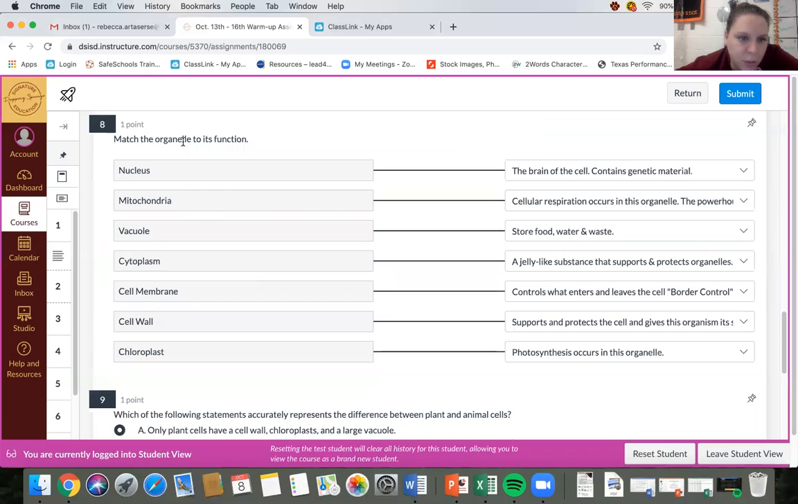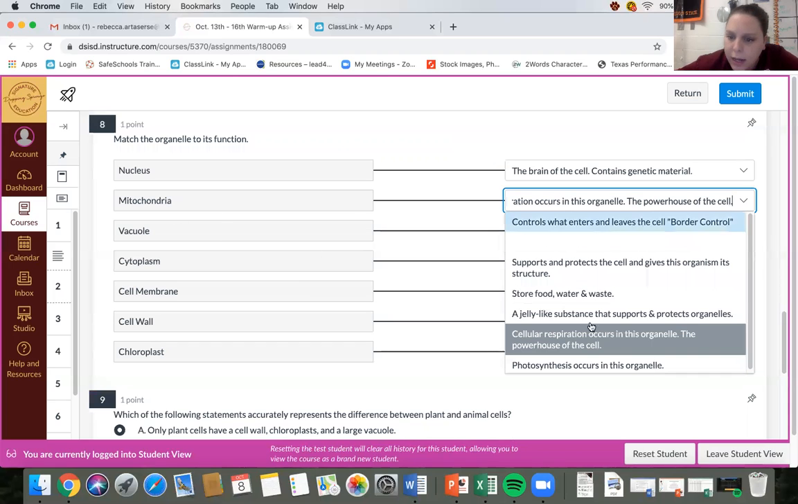And so we're matching the organelle to its function. Our nucleus, it's our brain. It contains the DNA that's making all the decisions for the cell. So it's the brain of the cell and contains genetic information. Mitochondria, that's our powerhouse of the cell. That's where cellular respiration is occurring. It's converting that glucose into ATP energy. So cellular respiration occurs in this organelle. And it's the powerhouse of the cell.